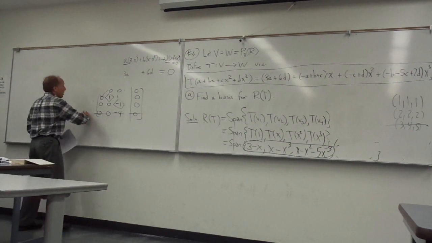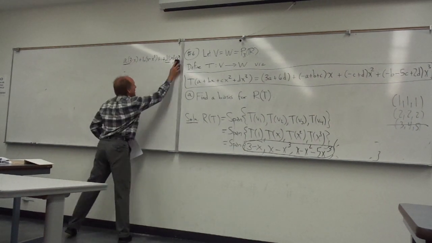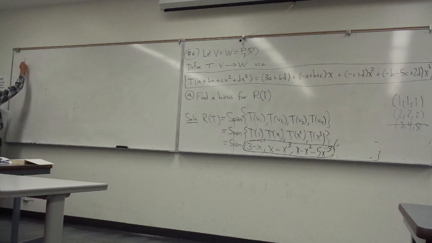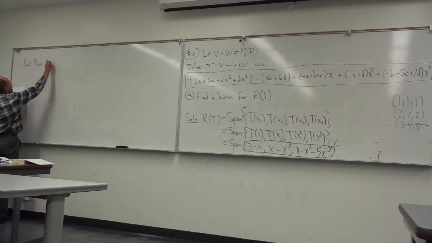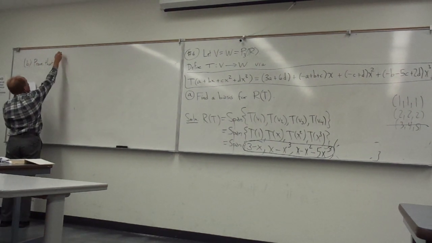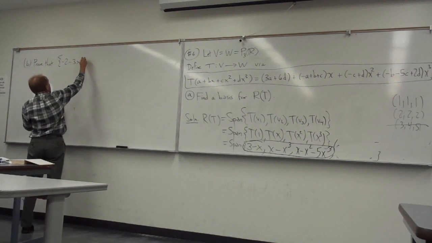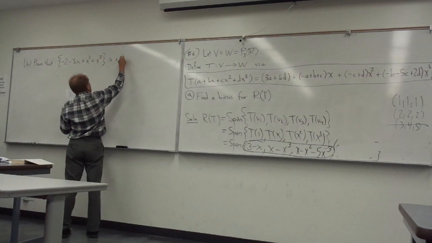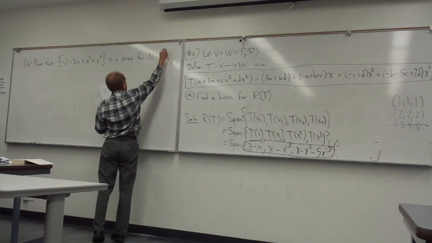Okay, I want you guys to put on your thinking caps for this. Part B, ready? Prove that the set -2 minus 3x plus x squared plus x cubed is a basis for N of T.